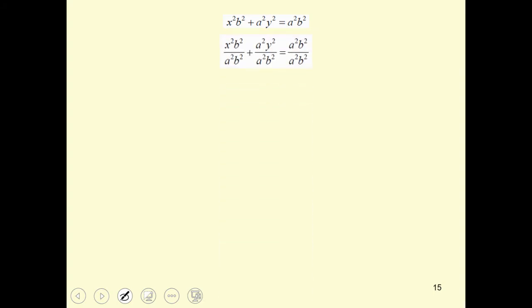Okay? Then divide both sides by a squared b squared. Here we divided by a squared b squared.